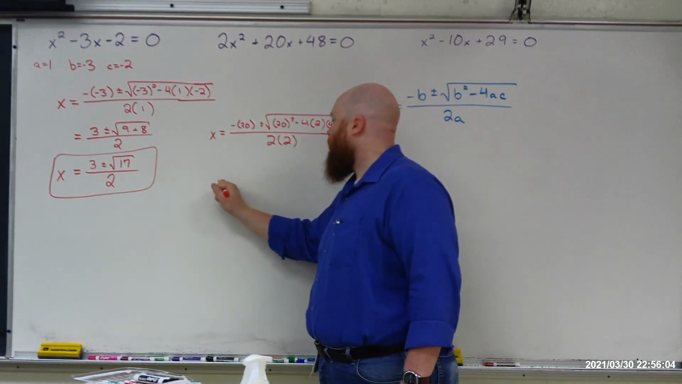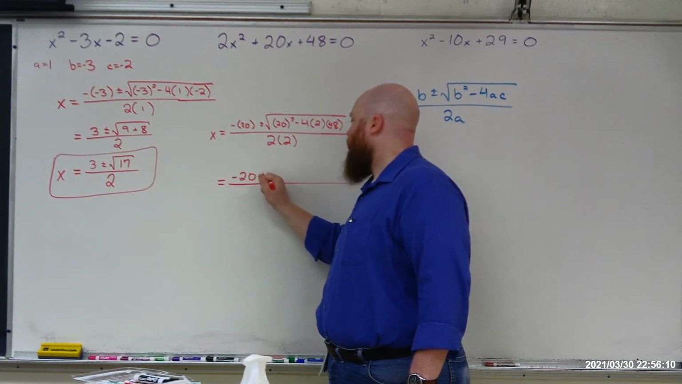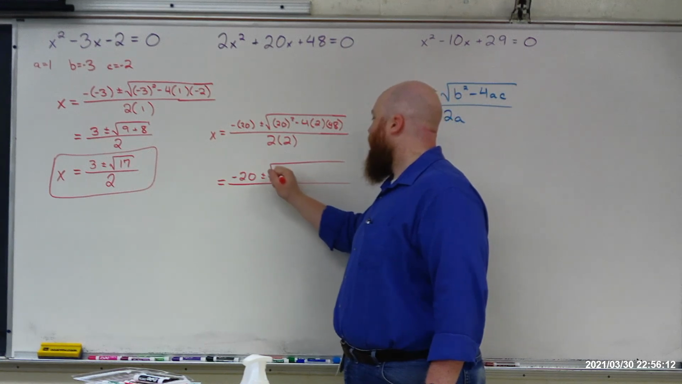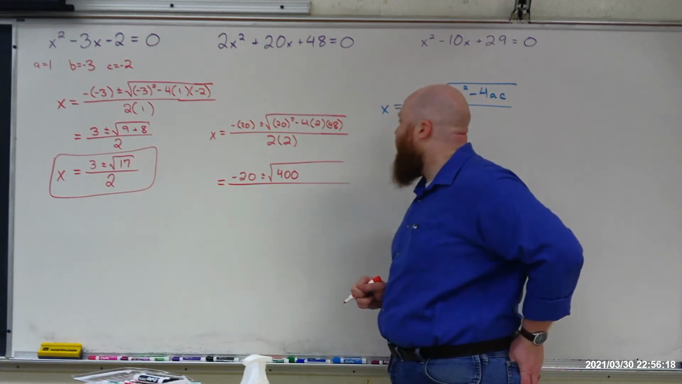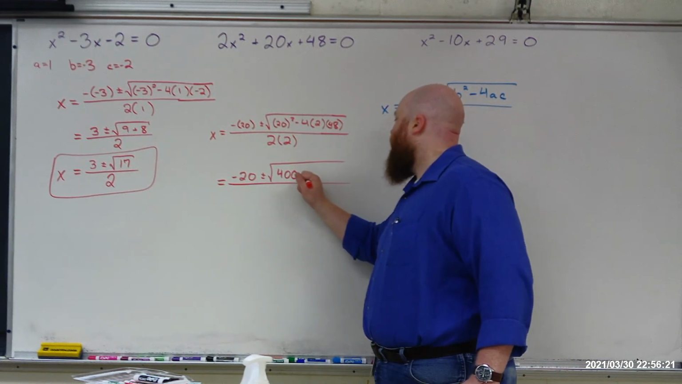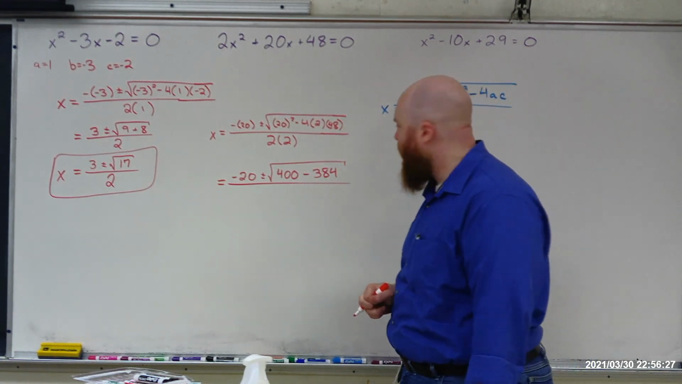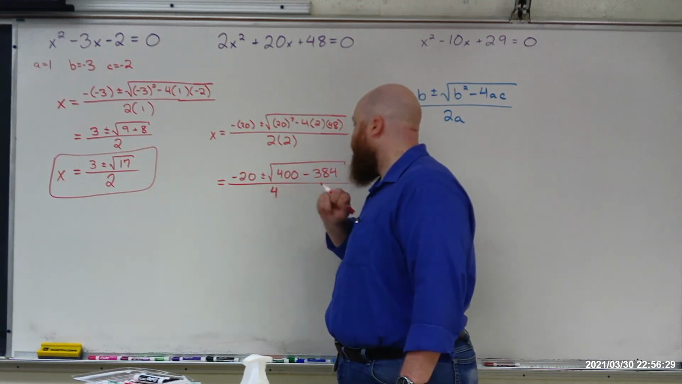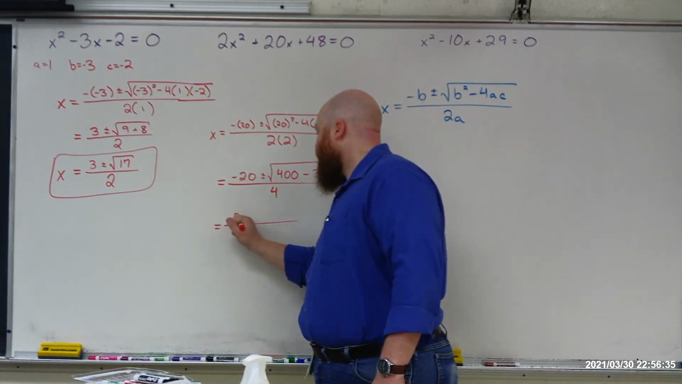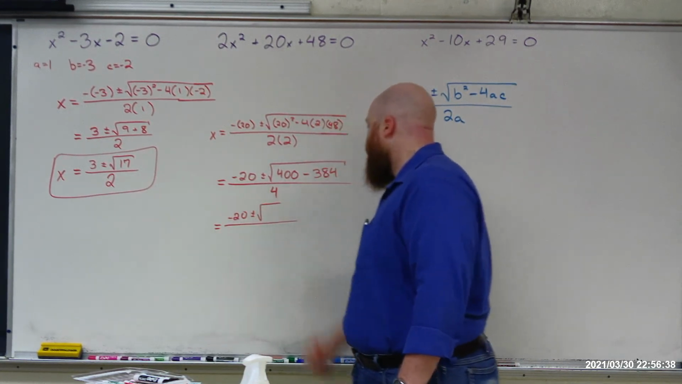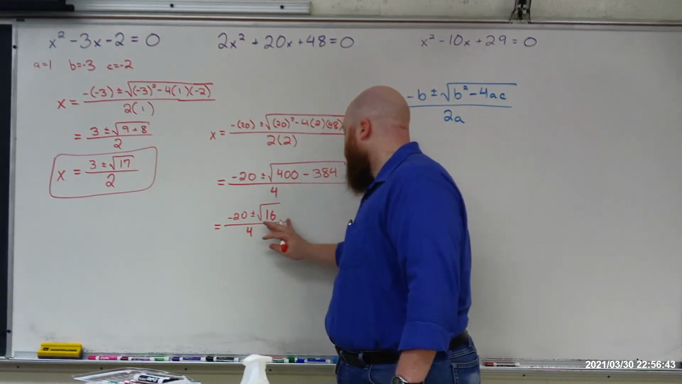I then go ahead and I start simplifying. -20 is simply -20, plus or minus the square root of 20 squared is 400, minus 4 times 2, that'll be -8, times 48 is equal to -384. Check a calculator if you don't believe me. All over 2 times 2 is 4. I then continue simplifying from here. Negative 20 plus or minus the square root of 400 minus 384 is 16 all over 4.